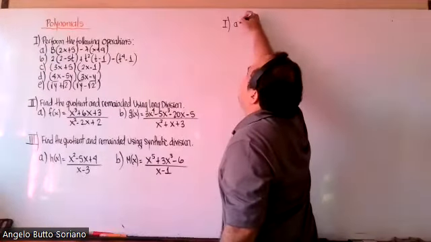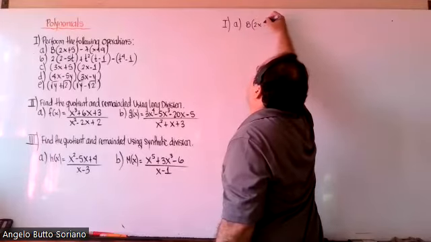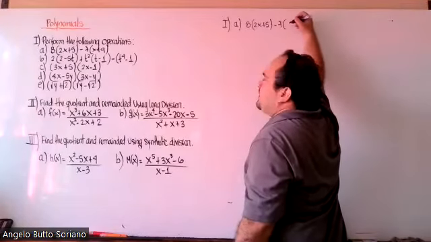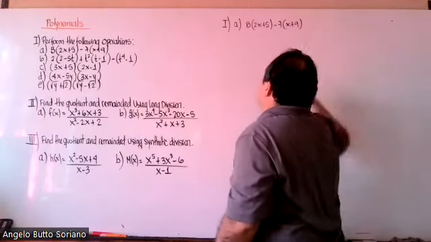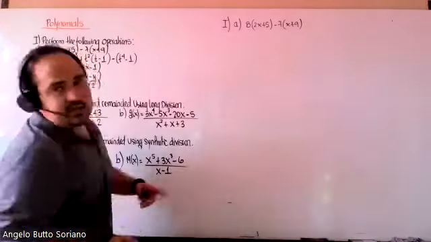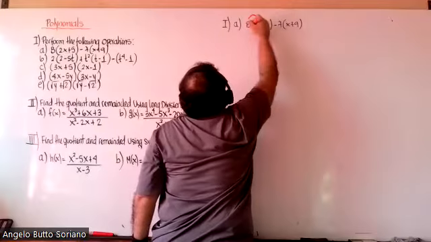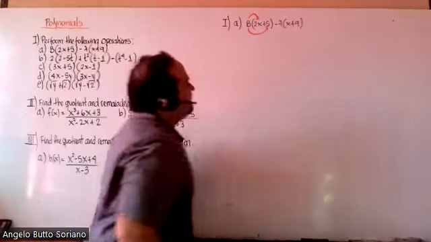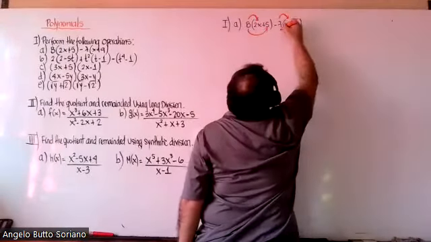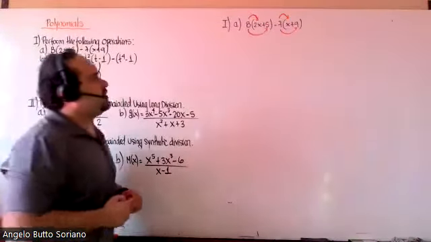In the first one, the letter A, we have 8 times the parentheses 2x plus 5, when we subtract negative 7 times the parentheses x plus 9. What we're going to do, obviously, the first thing that we must do is apply the distributive property. I mean, 8 will be multiplied by x and multiplied by 5. And the same happens with negative 7. Negative 7 multiplied by x and also by 9.